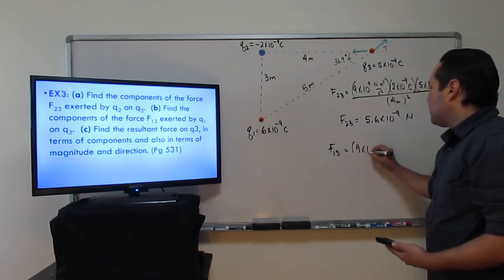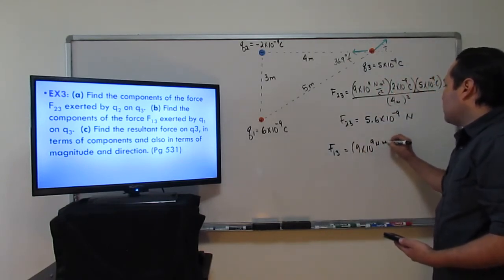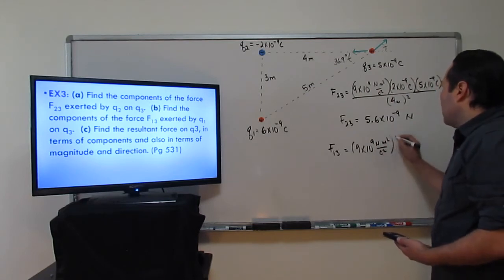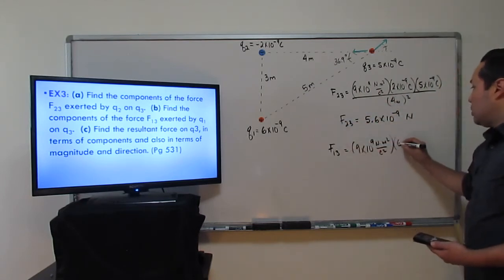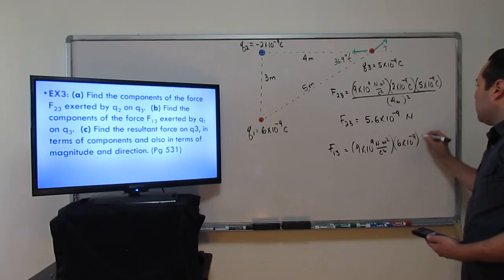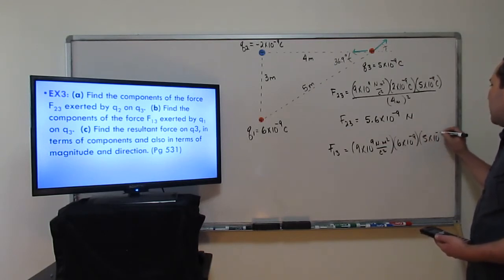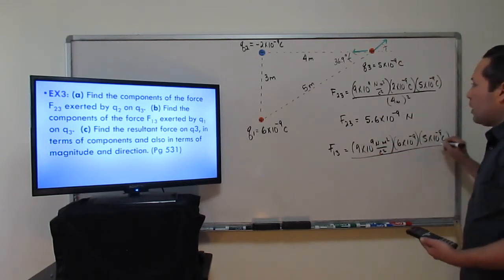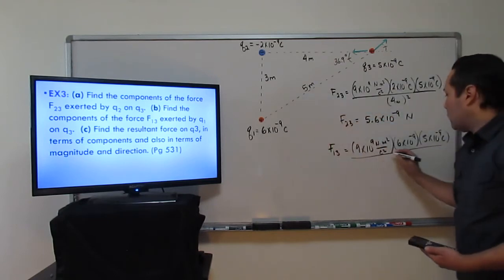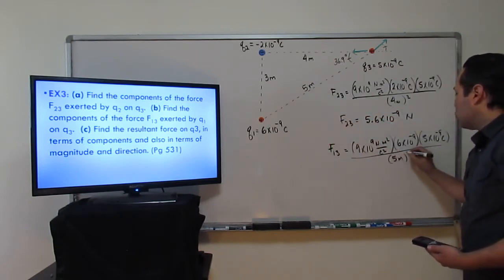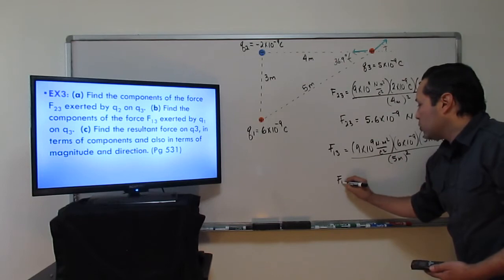So it's going to be 9 times 10 to the 9 newtons times meter squared over coulomb squared. Multiplied times their charges, which is 6 times 10 to the negative 9, multiplied times 5 times 10 to the negative 9 coulombs. All divided by the distance between them. They're 5 meters apart. So it's going to be 5 meters squared.